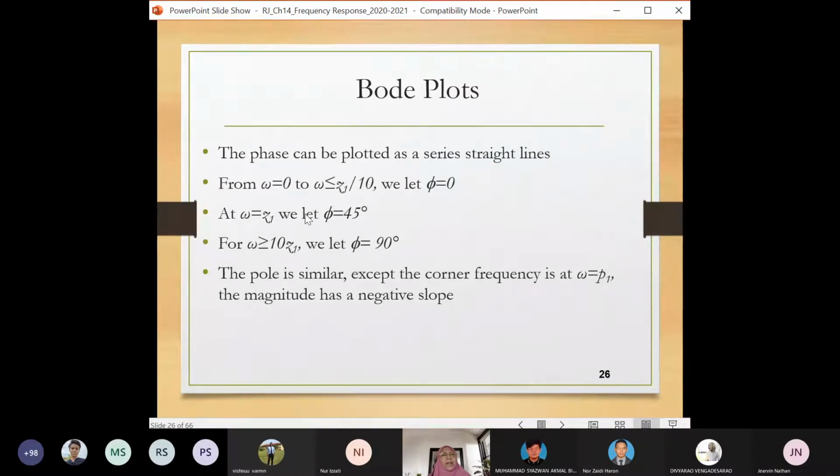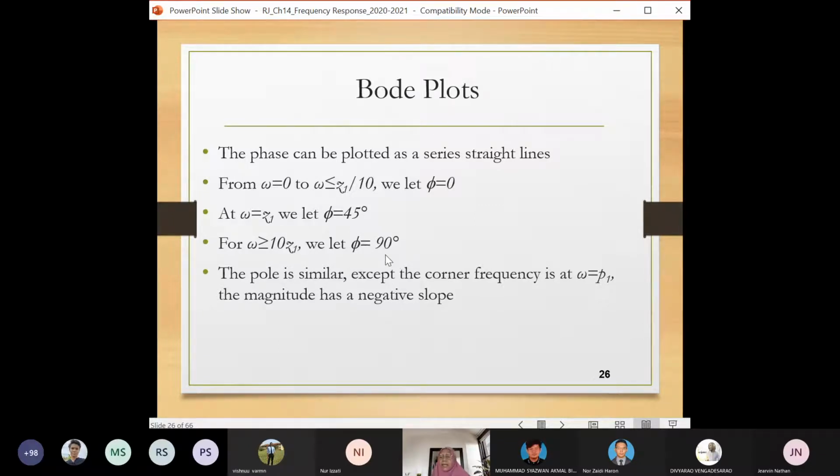Okay, and the phase can be plotted as a series of straight lines. From omega equals 0 to omega less than the cutoff frequency z1 over 10, we let the phase angle equal 0. At omega equals z1, we let the phase angle equal 45. For omega more than 10 times the zero, we let the phase angle equal 90.